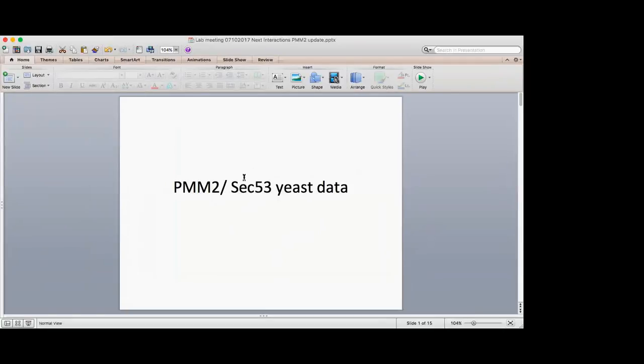So the first topic here will be discussing the yeast model we generated. In yeast, PMM2 goes by a different name, Sec53. I may use those terms interchangeably, but we're obviously referring to the same thing.